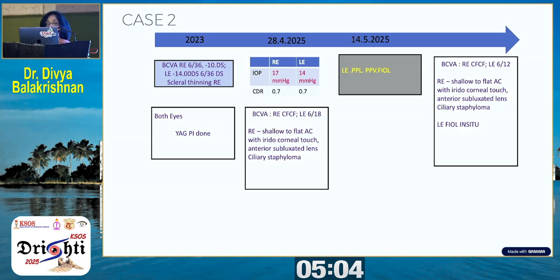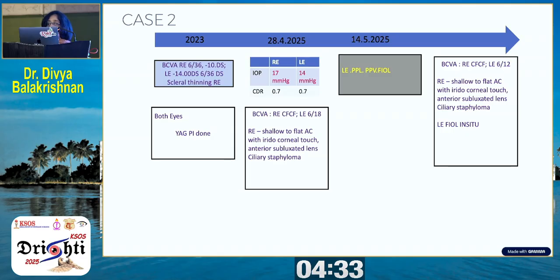This is a case too. This is actually siblings. Both of them had subluxation, and both kids were under follow-up for 5-6 years, and I am presenting one of the kids over a follow-up of 5-6 years. When I saw the kid, he had 6/36 in the right eye with -10, and the left eye was -14 improving to 6/36. The right eye already had scleral thinning and the AC was very shallow. One PI was done at that point of time in both eyes.